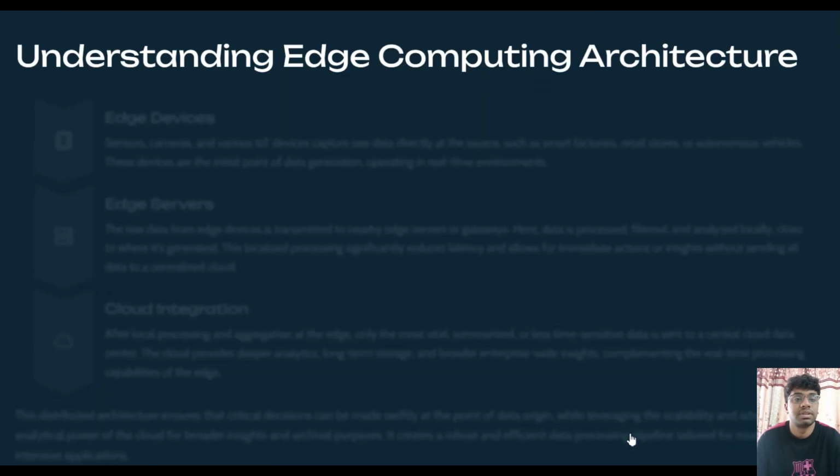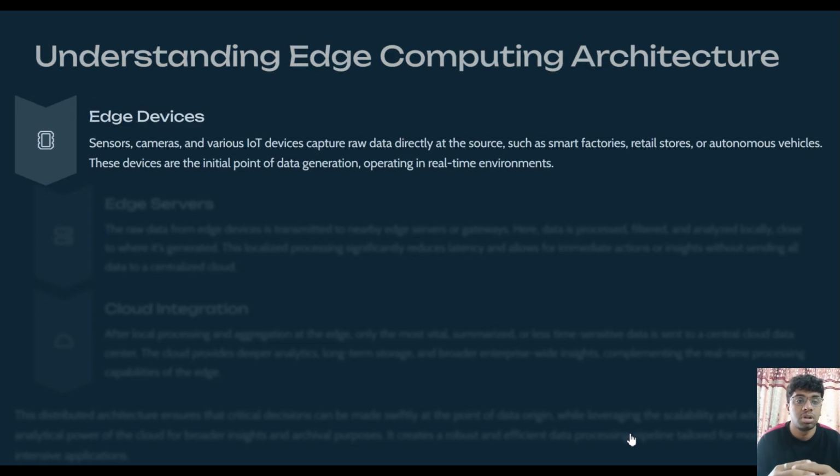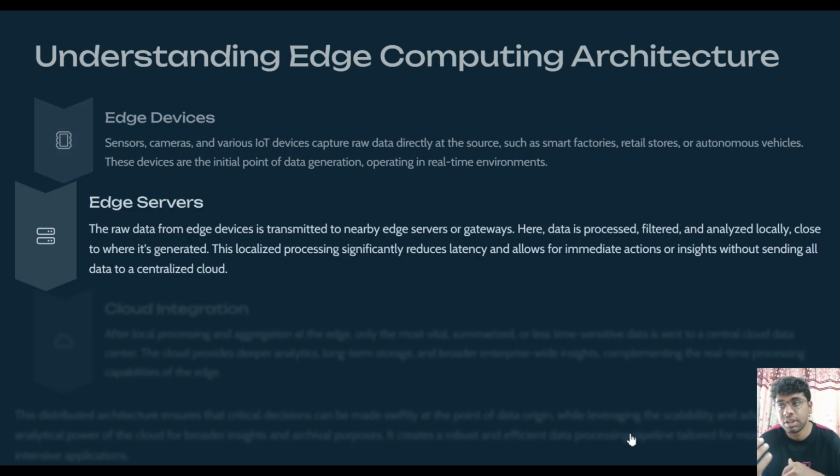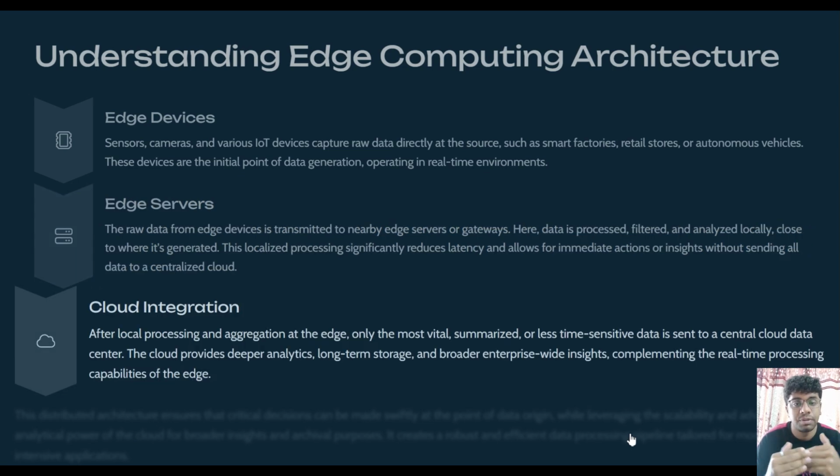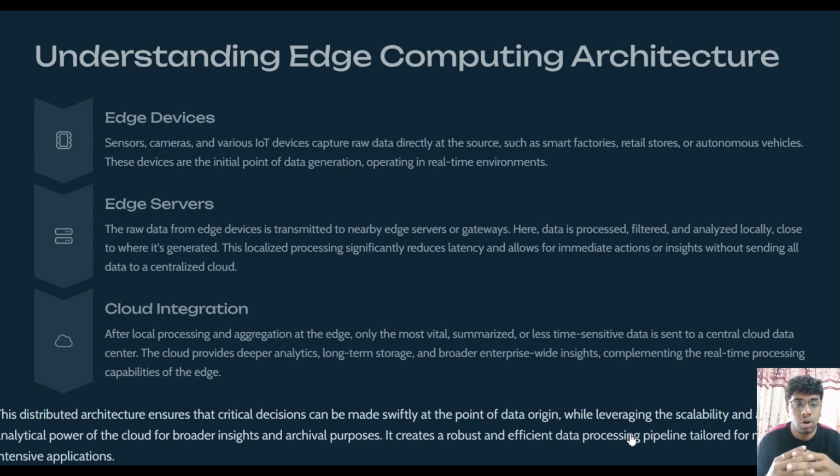Now, let's understand what edge architecture is. Let me explain how edge computing is actually set up. At the bottom, we have edge devices like sensors, security cameras, or smartwatches. They collect raw data. Then the data goes to edge servers, which are small data centers located nearby, like in a hospital or a small factory. These layers are the first layer of processing. Then, finally, cloud integration happens, where the necessary data is sent to the central servers for long-term storage or more complex analysis.